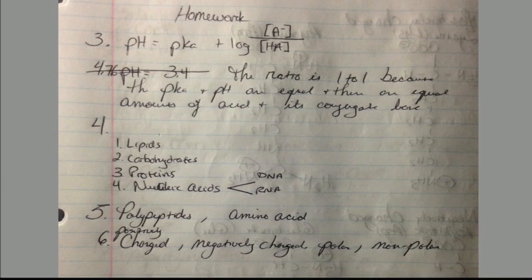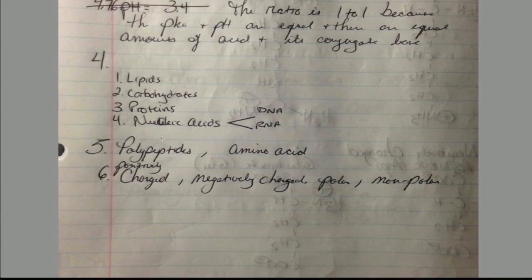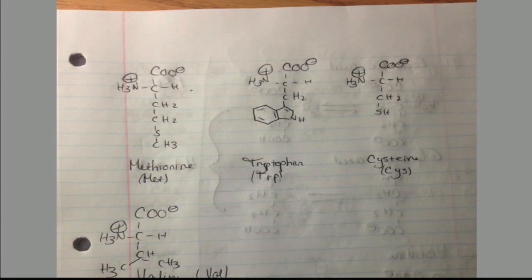Okay, this is the right answer for number 4. This is the right answer for number 5, although keep in mind another name for a short protein polymer is sometimes called just a peptide. This is the right answer for number 6. And I think that's it. Okay, good.